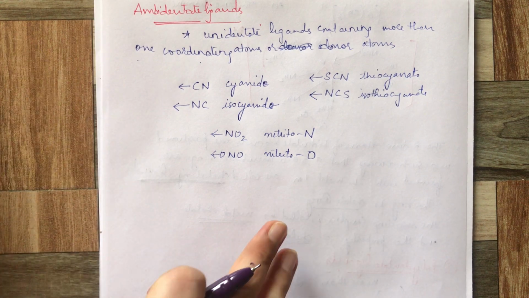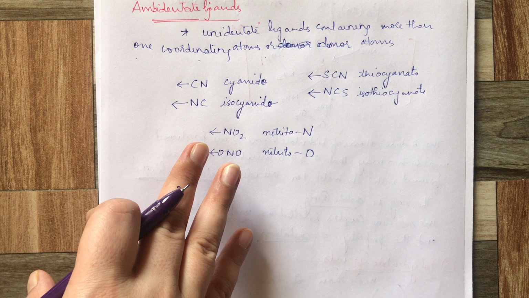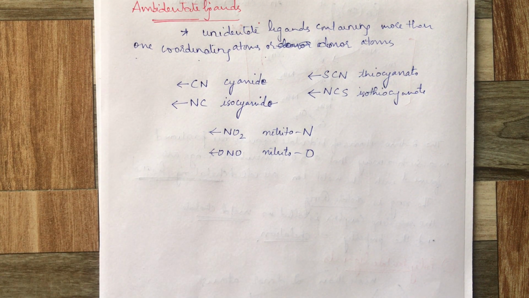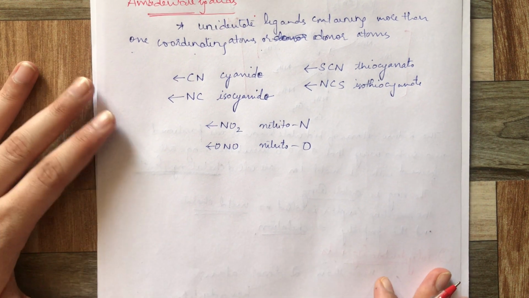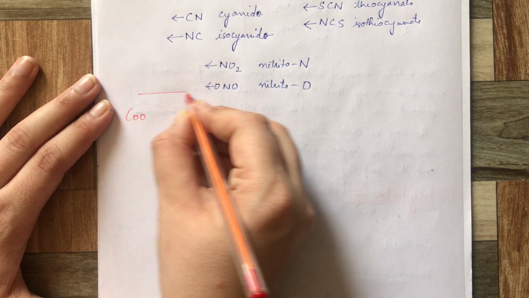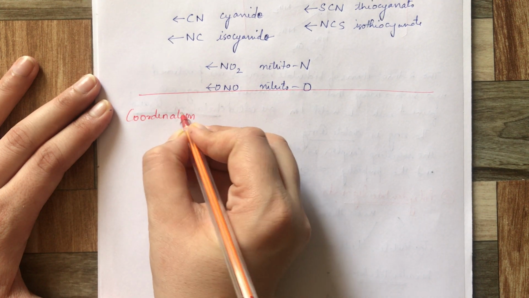Clear? So in this video we talked about ligands in detail: what these ligands are and what the types of ligands are. Next we'll talk about their names. Now the next topic is the coordination number. Ligands are complete. Now we talk about the coordination number.